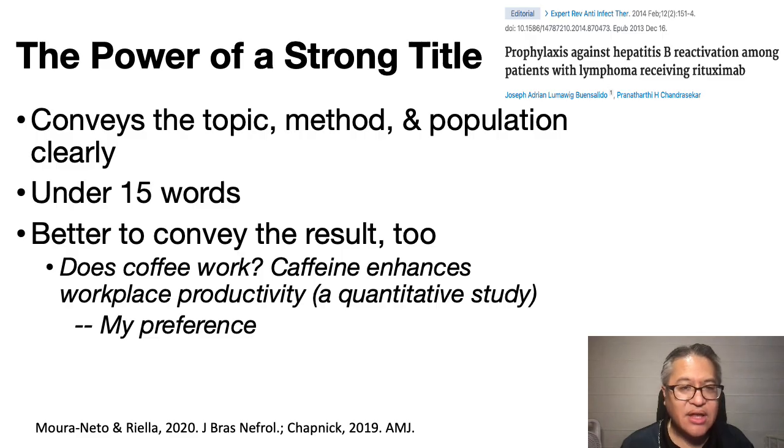Alright, I always say though that it would be better if the title already conveys the result, like what is shown there. Does coffee work? Caffeine enhances workplace productivity, a quantitative study. So just one look, you know what the study is about, and you already have an idea what the results are. But even more than that, a strong title should convey the topic, the method, the population clearly, and usually it's better if it's under 15 words.